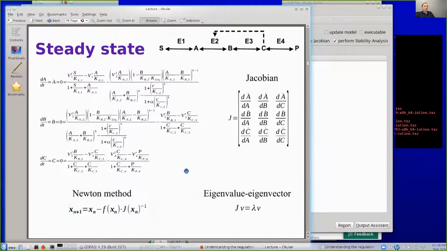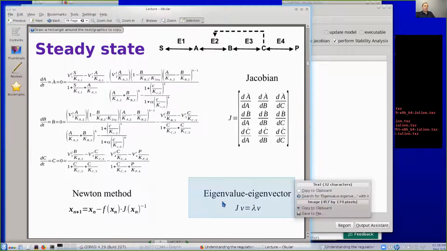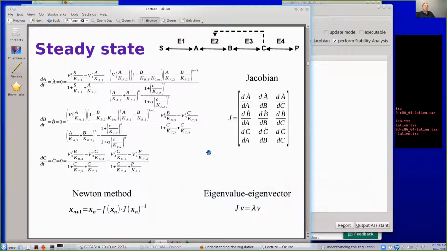And once we do that, we can estimate whether that steady state is stable or is unstable. If it is unstable, then any perturbation will move the system away from it. If it's stable, if you apply a perturbation, then the system returns eventually to the steady state.